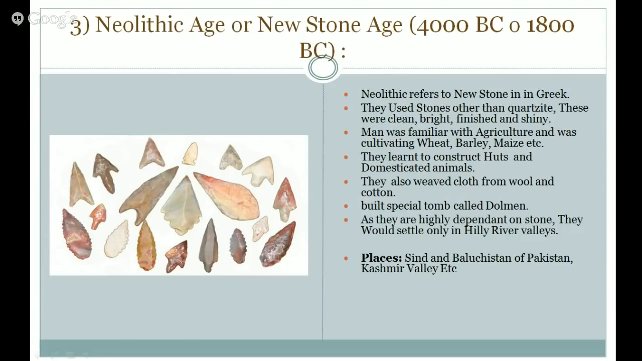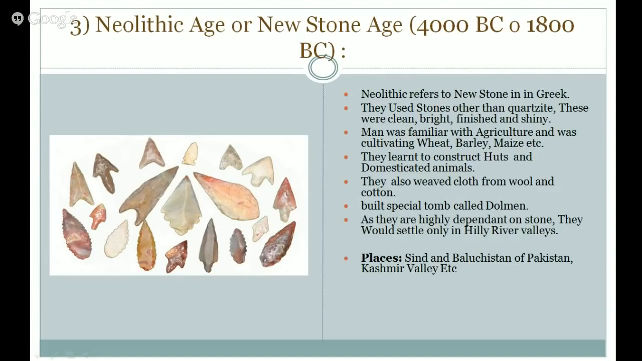Where are these found? Sindh and Balochistan of Pakistan and the Kashmir Valley, etc. So what is the speciality of these Neolithic people? They used stones other than quartzite. Earlier people used only quartzite stones, and especially these weapons were very clean, bright, finished and shiny. They learned agriculture and cultivated wheat, barley, maize, etc. They learned constructing huts and domesticated animals, mostly dogs. They also learned to weave cloth from wool and cotton.